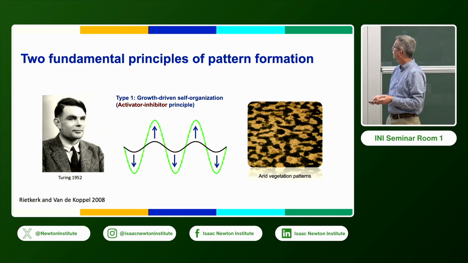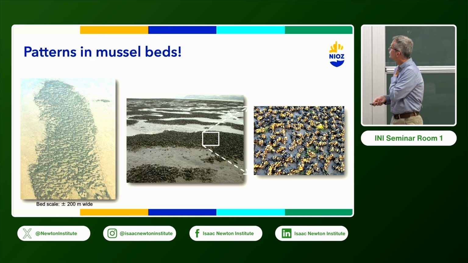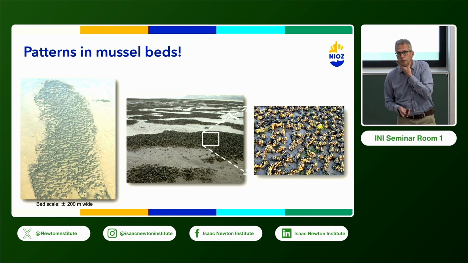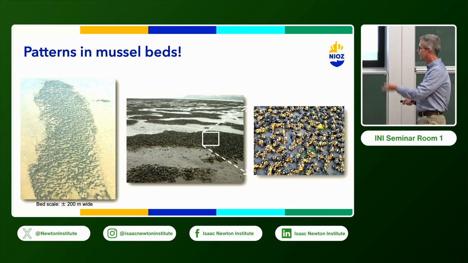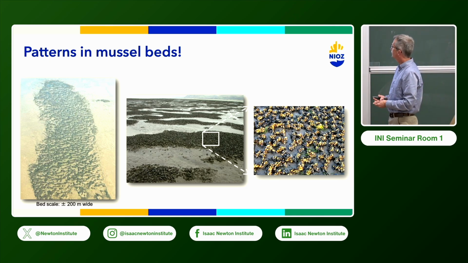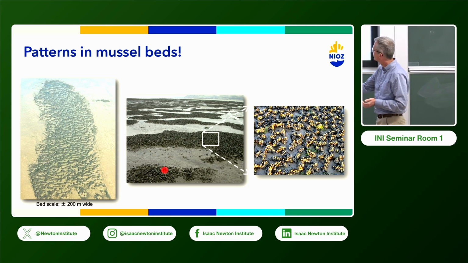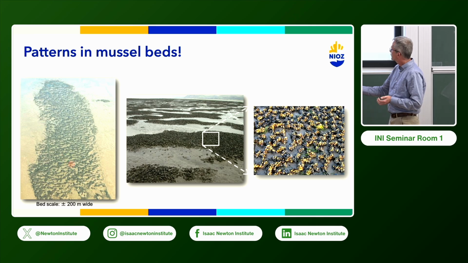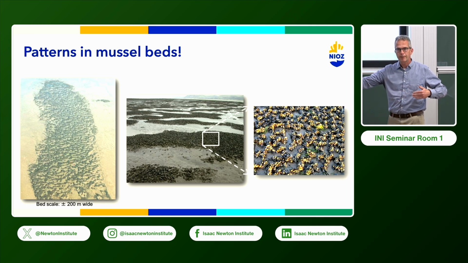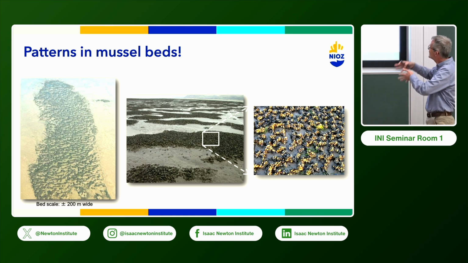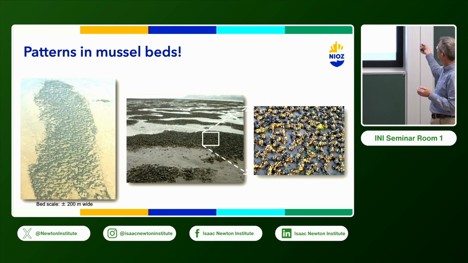So I want to take you now to a different ecosystem, a different example, where things turned out to be just a little bit more complicated. This is a mussel bed in the Netherlands, my pet ecosystem. Interestingly, it makes all sorts of patterns. If you look at a large scale, this is about 200 meters wide up here, it makes zebra-like patterns, as you can see in this photograph of a mussel bed. But if you look within these patterns, then you see that it's not a single scale of patterning.